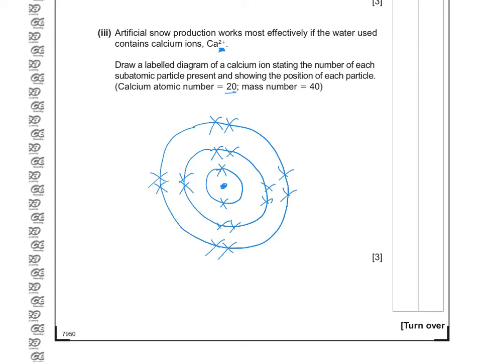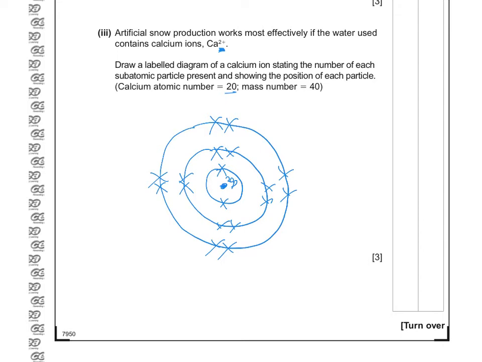And you can see why it's 2 plus, because there are going to be 20 protons in the nucleus. That's what makes it calcium. Calcium will always have 20 protons. So it's got 20 pluses and 18 negatives, which is why it's 2 plus overall.